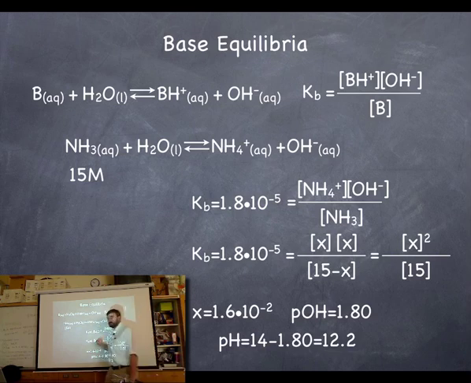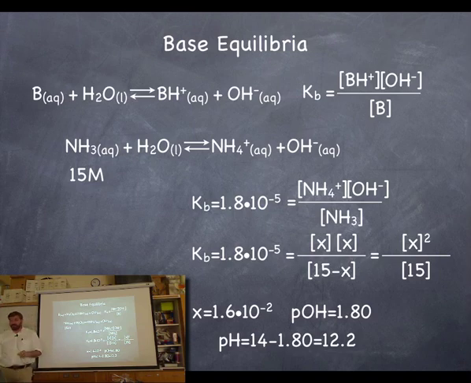Is there always going to be OH for a Kb value? Yeah. The way that we write these always has the hydroxide in it. If you see a Kb, that's the way it's described.